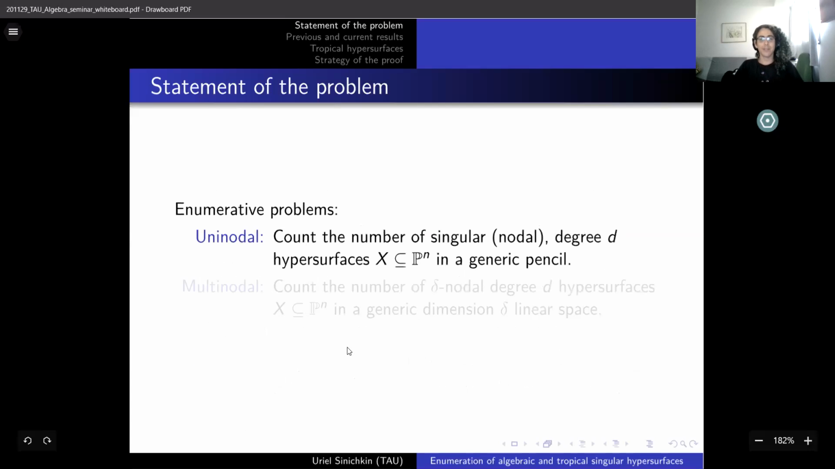What is the problem that we have to solve? So it's an enumerative problem. We're trying to count something. And what we want, in the uninodal problem, is to count the number of singular degree D hypersurfaces in a generic pencil. Okay, so I explained the words. So pencil, I said what it is.